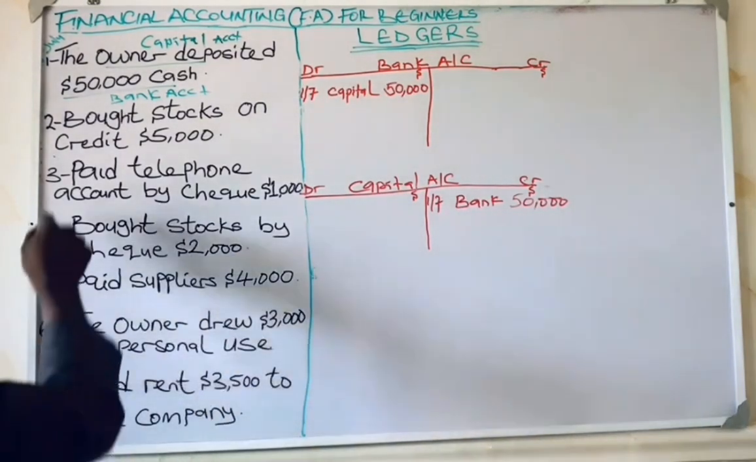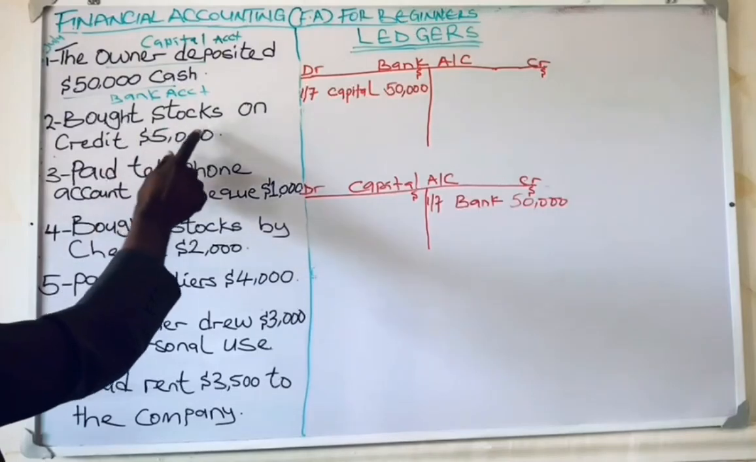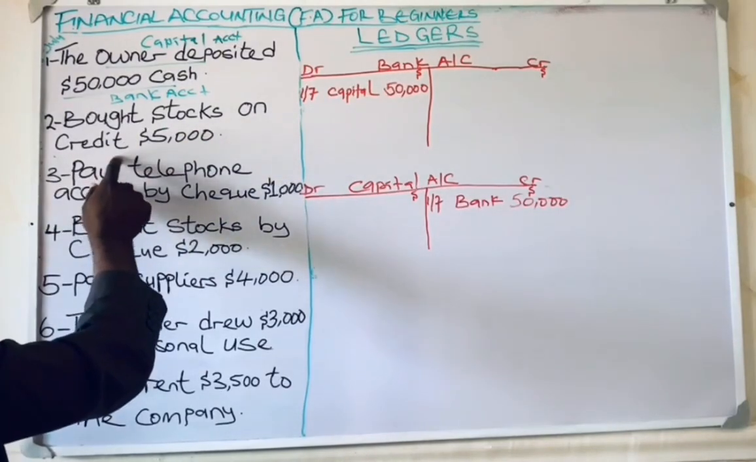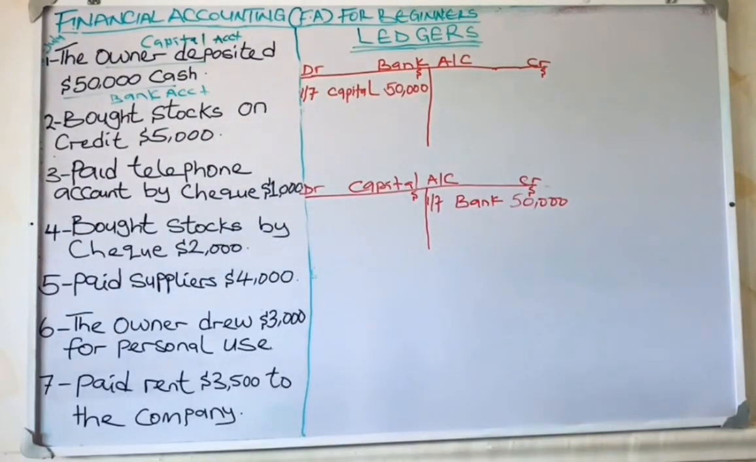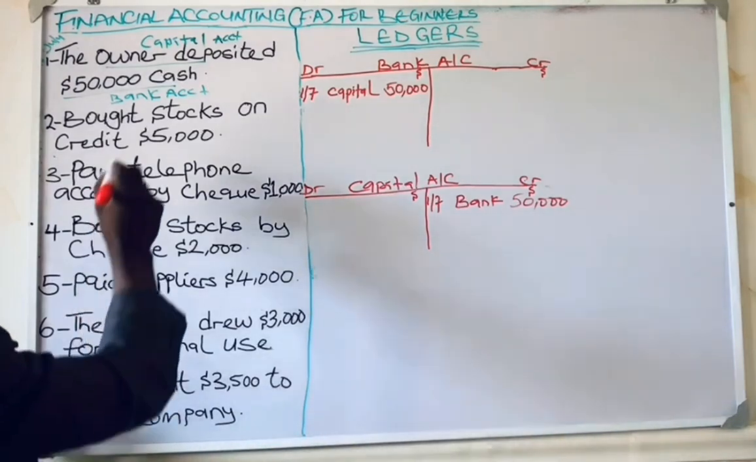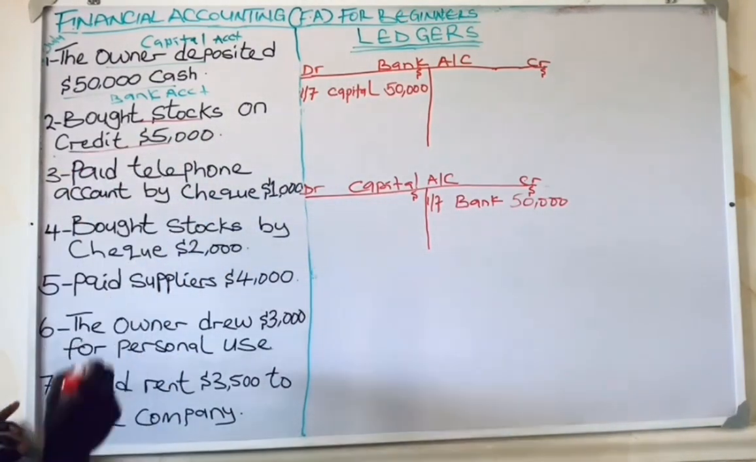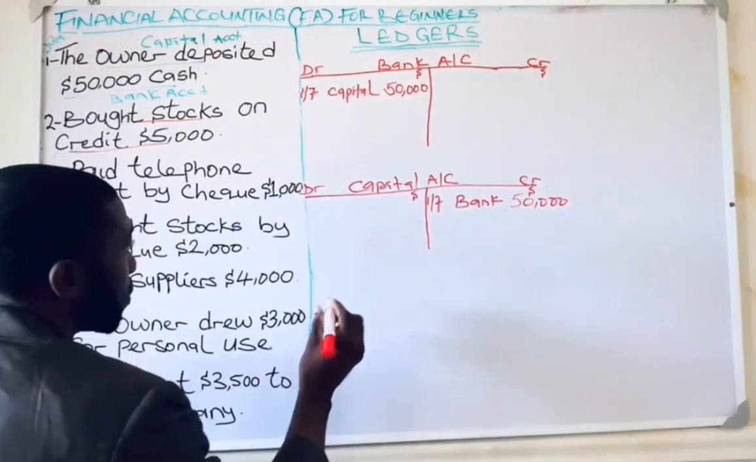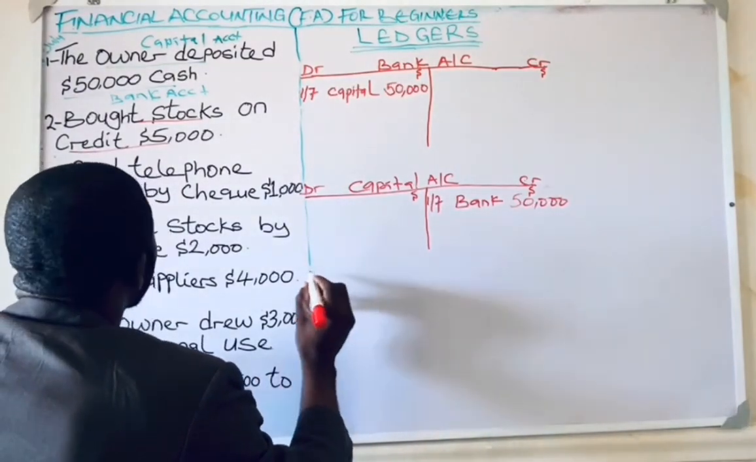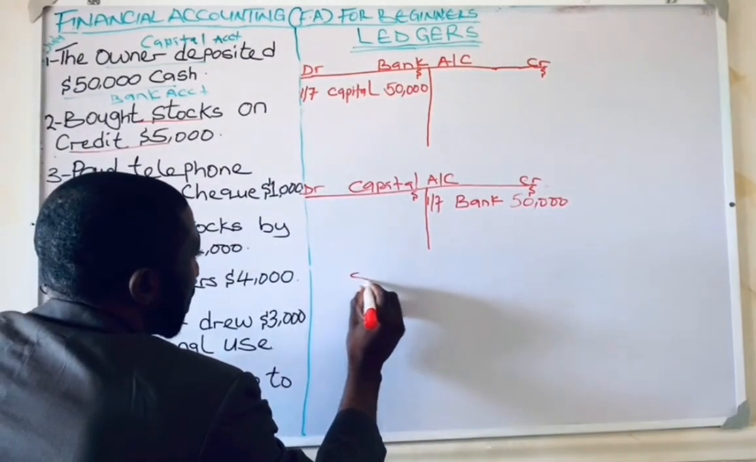So let's go to the second transaction. Bought stock on credit, $5,000. We have the stock account and trade payables. Go back to my last video. So we open our stock account.